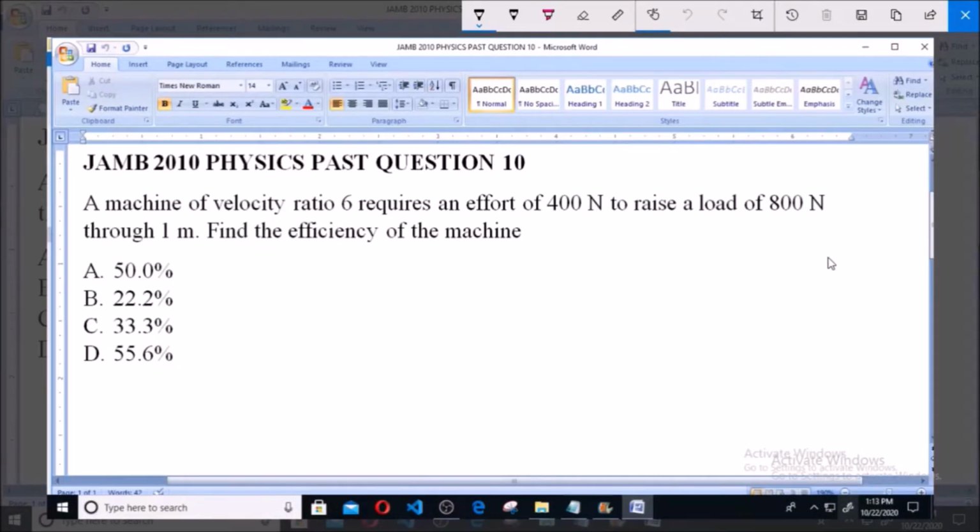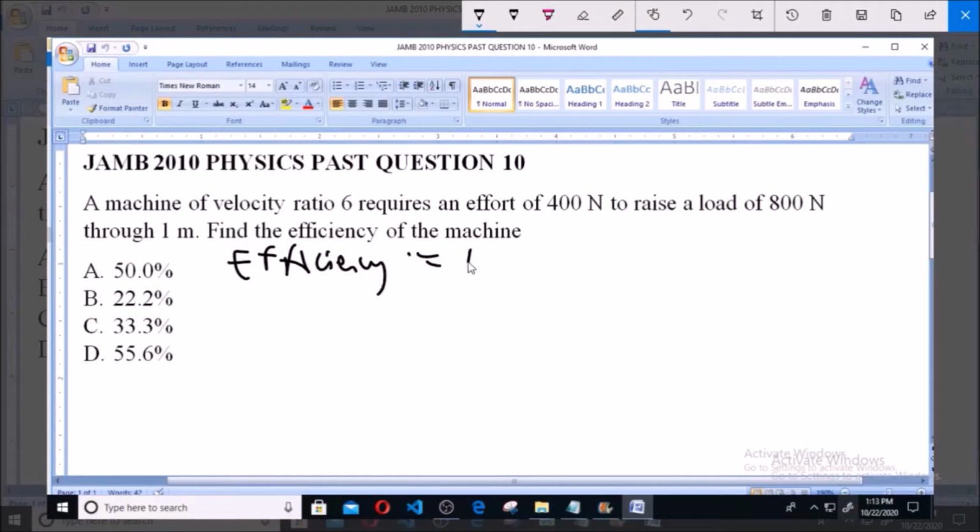A machine of velocity ratio 6 requires an effort of 400 Newton to raise a load of 800 Newton through 1 meter. Find the efficiency of the machine. Now we're asked to calculate efficiency, and we're given a few data here. Now before we do that, it's important to establish the formula for efficiency of a machine.